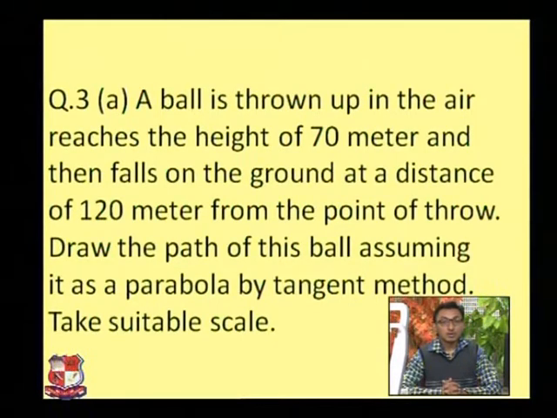Now, it has been clearly mentioned that it is a parabola. All other given data is for misconceptions only. We need to just focus on the height, which is given as 70 meters, and the total distance, which is 120 meters. But we might be thinking, how can we draw 70 meters and 120 meters on a paper? For that, we need to take a suitable scale.